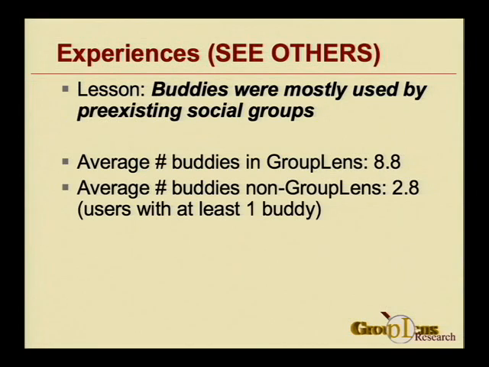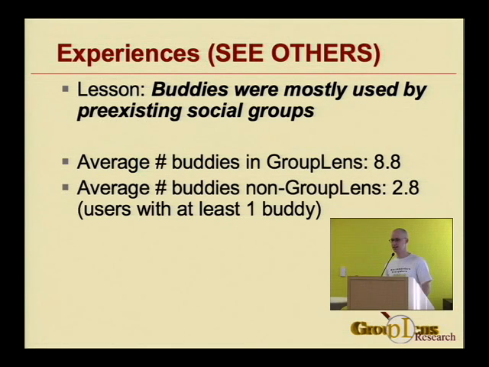We found that buddies were used mostly by pre-existing social groups. Although I had hoped people would bring in their own buddies to the system, it's very hard to start a new social network. Now, perhaps with Facebook opening up its social network for experimentation, or with Google proposing the OpenSocial framework, an application where you can get recommendations from your buddies might be more feasible. But in our system, it didn't go very far.